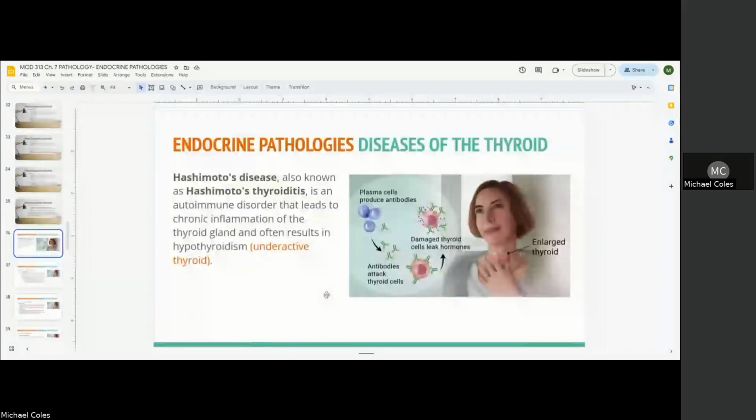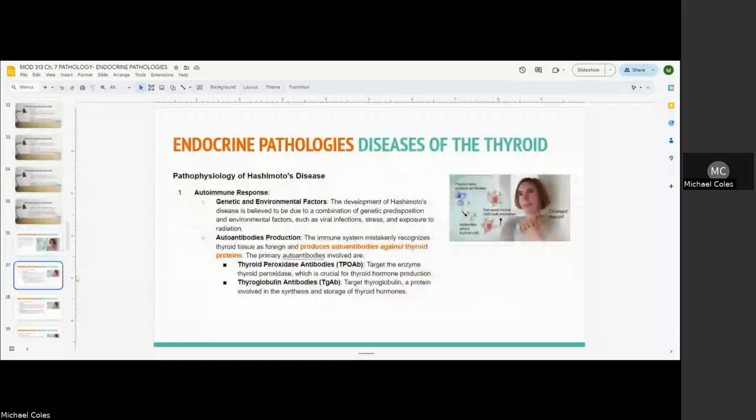Hashimoto's, chronic inflammation of the thyroid gland from an underactive thyroid, right? So a down regulation is not doing enough. Again, genetic factors, environmental factors, if you're exposed to any sort of radiation, right? Stress. Stress is a major killer. Chronic, uncontrolled stress, right?